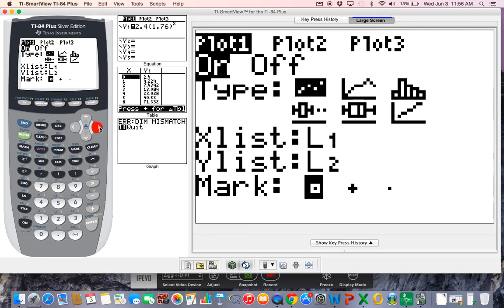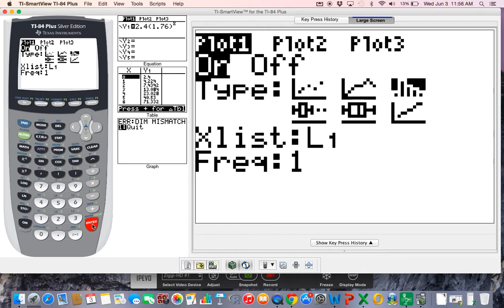I'm going to scroll over to my histogram, and I'm going to hit enter to select it. And I will come down to my list L1 and my frequency 1. So guys, take a deep breath. Make sure you've accomplished the following. Make sure that your plot is turned on. Make sure your histogram is selected. Make sure L1 has been selected, and make sure your frequency is equal to 1.